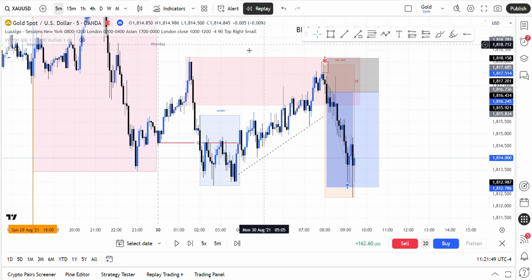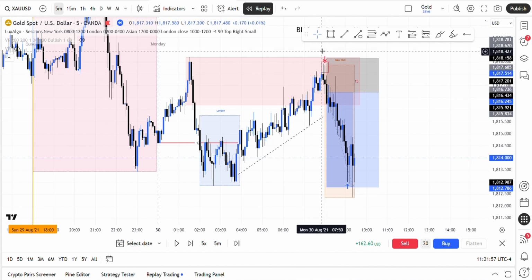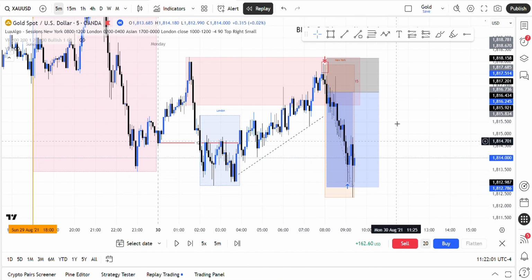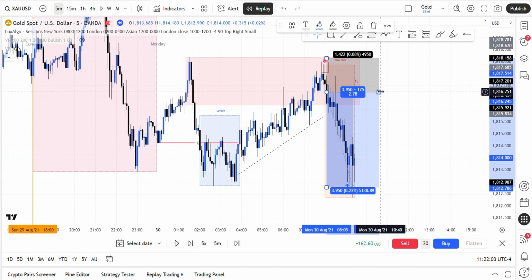We went into the POI. This is our 15 minutes POI. Instead of the POI, we did two inducements. We took out these highs and we took out these highs also. And then we led to the break of structure of this low. That is Monday. First trade is done.